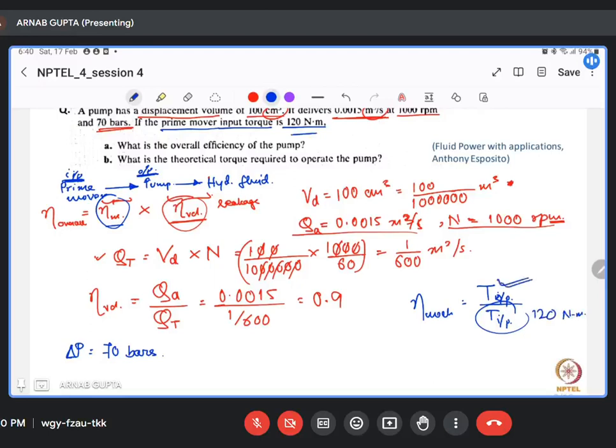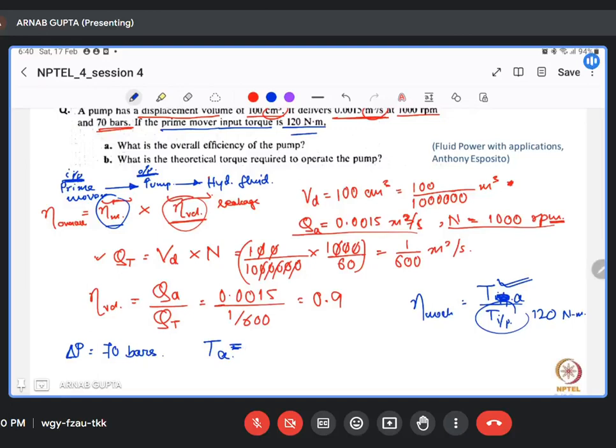You have to calculate this T output. This output means it's an input for the pump actually, but I'm just writing it. It's better to write it as T actual here. Writing it as TA. Can you tell me what is the formula for that? So how to calculate TA?